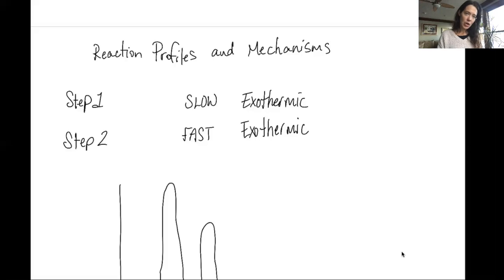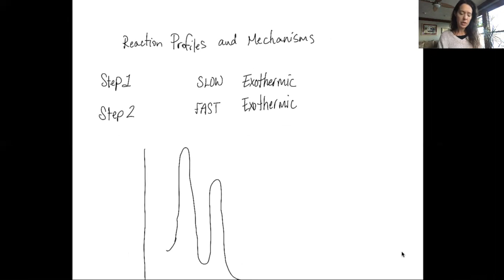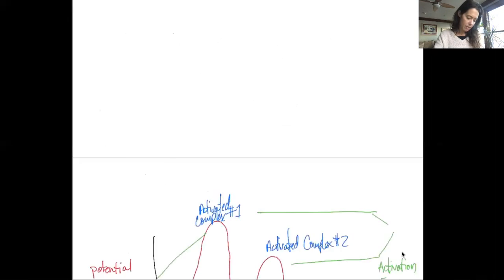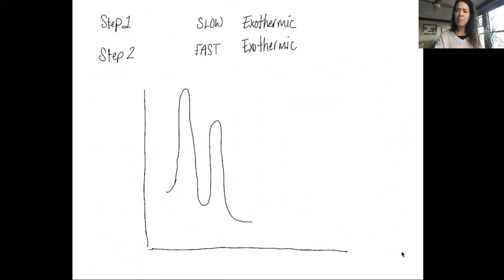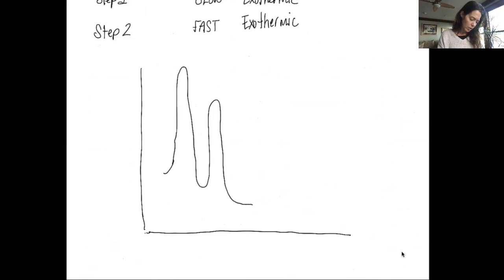All right. So reaction profiles and mechanisms. Remember, mechanisms are multiple steps showing how we actually get from reactants to products. Step 1, step 2, step 3, or 4 or 5. There's always a slow step. We said that the slow step is the rate determining step. The slow step would have the highest activation energy. It would have the highest barrier to overcome, okay?